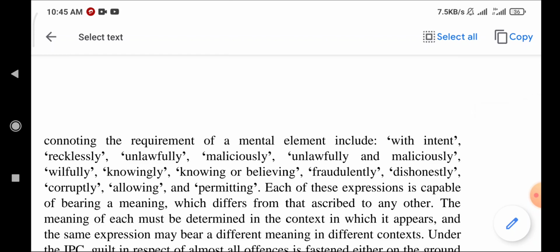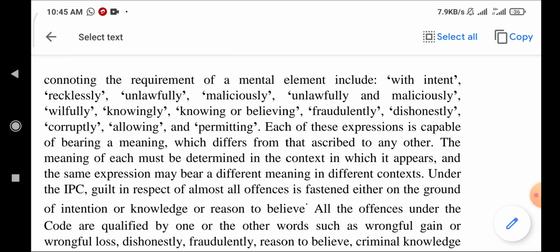The expressions connoting the requirement of mental elements include: with intent, recklessly, unlawfully, maliciously, willfully, knowingly, knowing or believing, fraudulently, dishonestly, corruptly, allowing, and permitting. Each of these expressions is capable of bearing a meaning which differs from that ascribed to any other. The meaning of each must be determined in the context in which it appears, and the same expression may bear a different meaning in a different context under the IPC.